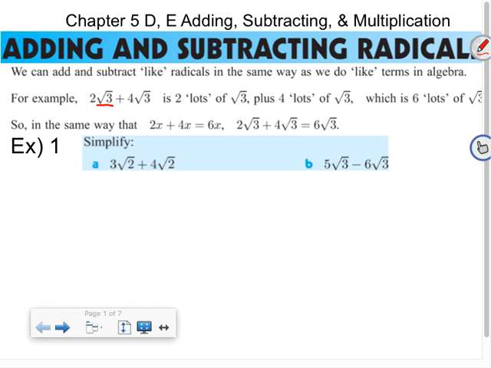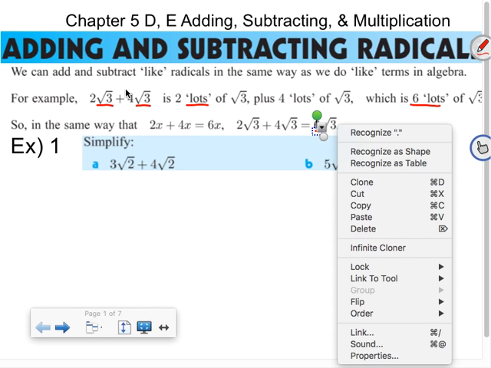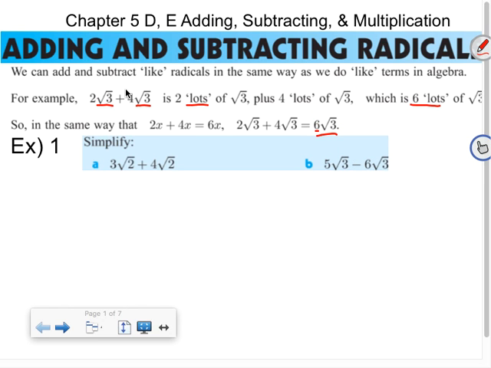For instance, square root of 3, square root of 3. If we have 2 of something plus 4 of something, we can think of that as 6 lots of something, and we can write that as 6 square roots of 3. The same way as we would think of 2x plus 4x is 6x. So in example 1, we first have to identify that yes, we do have the same radicals. Then we know we can add them.